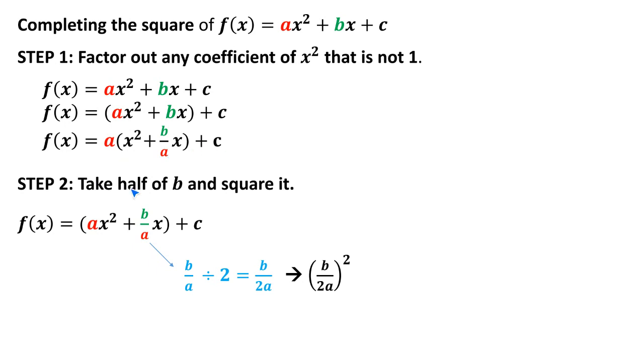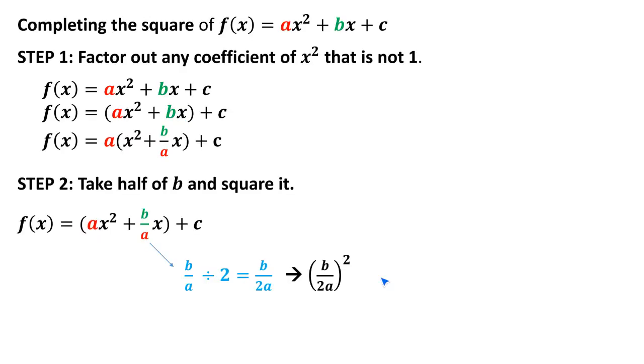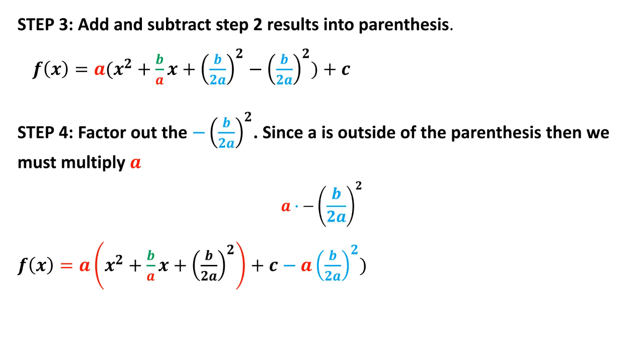Your second step is going to be to take half of b. Remember that b is the number that is in front of x. So in this case, the number in front of x is b divided by a. If I take half of that, that just means to divide by 2, and so I end up with b over 2a. Our third step is going to be to square it. Whatever you get after you take half, you're then going to square it. So we're going to have b divided by 2a, squared. I'm going to leave it like that so that we can see the formula at the end.